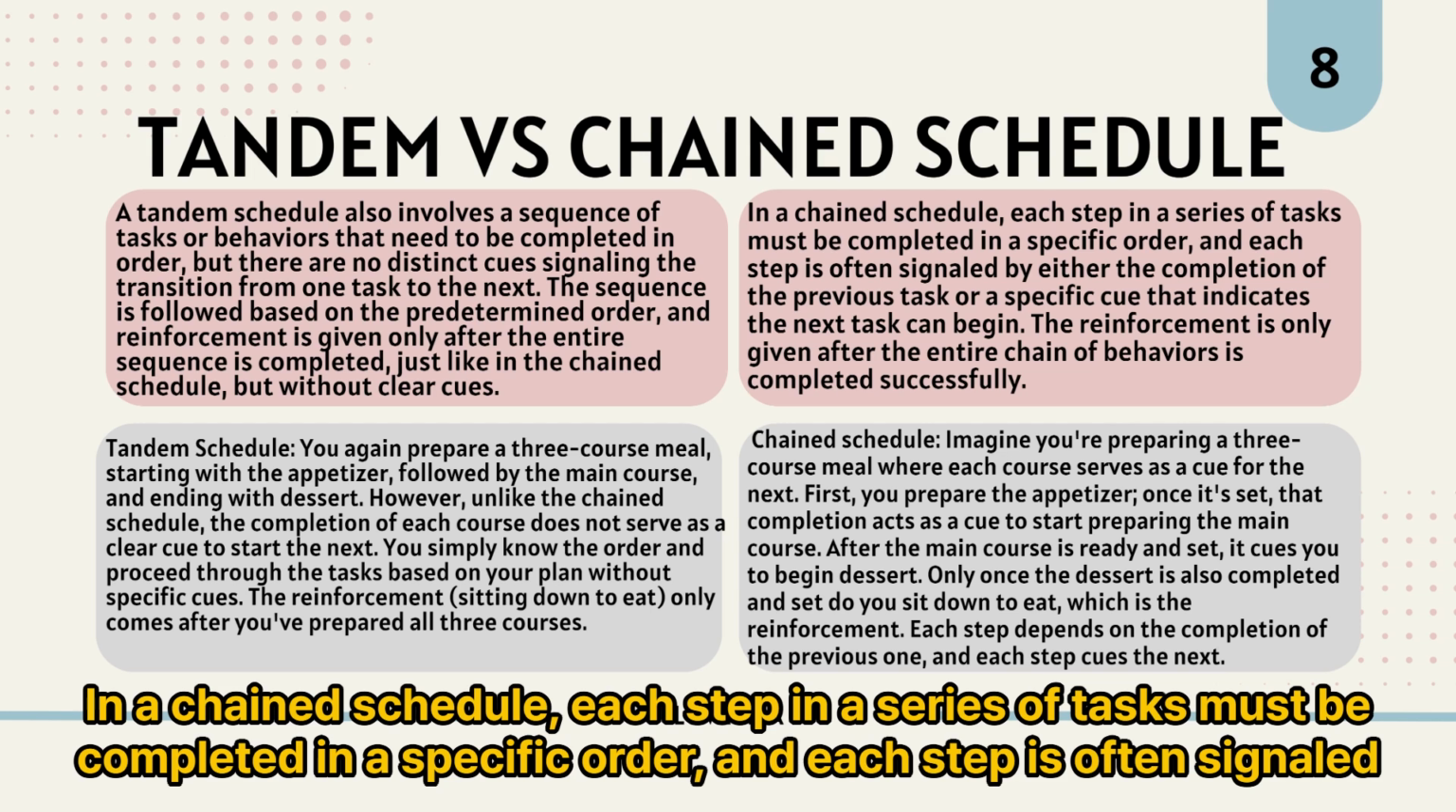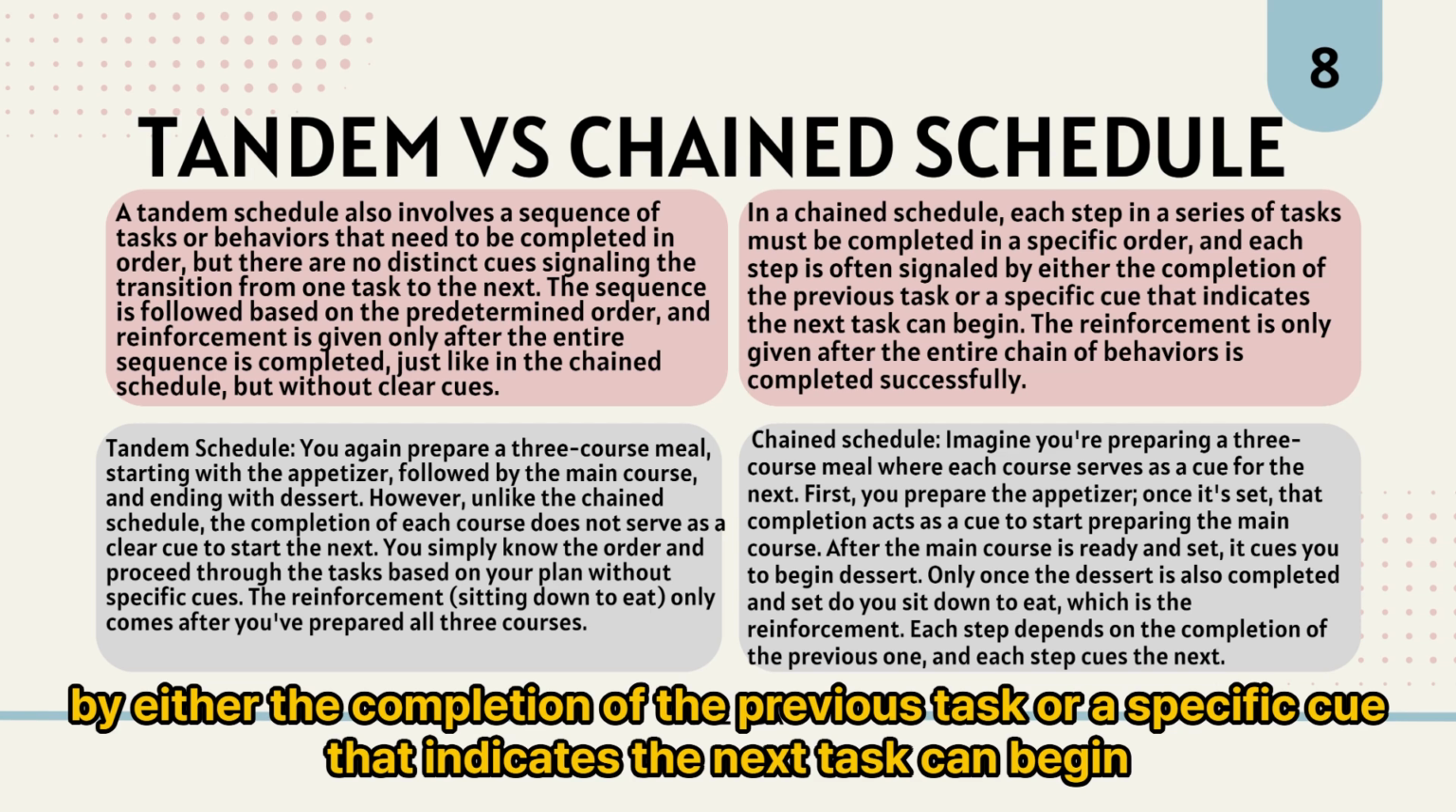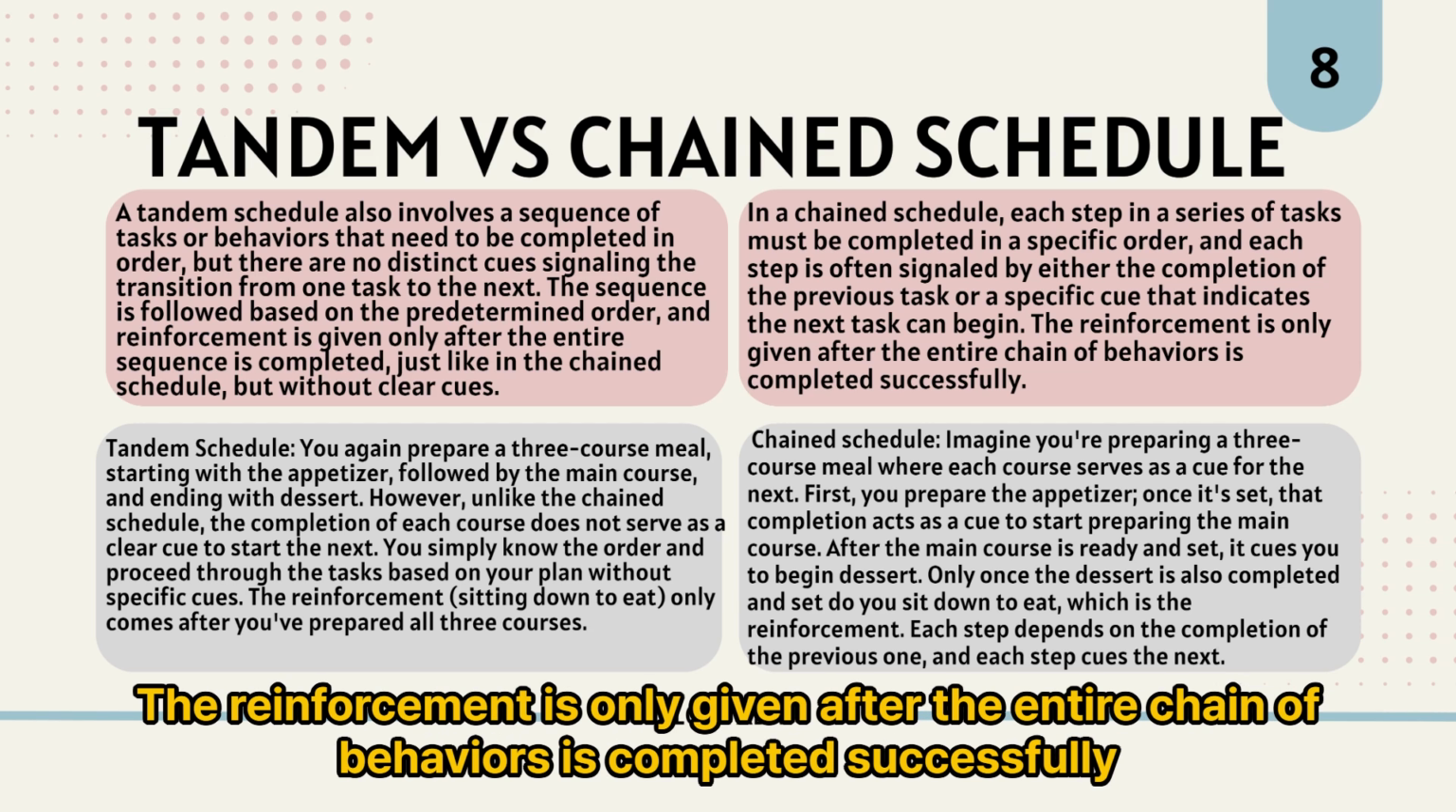In a chained schedule, each step in a series of tasks must be completed in a specific order, and each step is often signaled by either the completion of the previous task or a specific cue that indicates the next task can begin. The reinforcement is only given after the entire chain of behaviors is completed successfully.